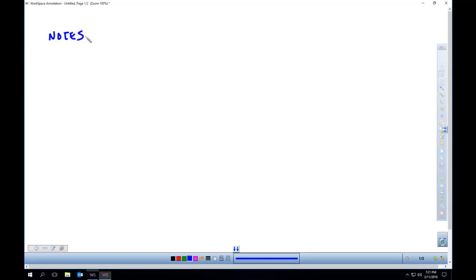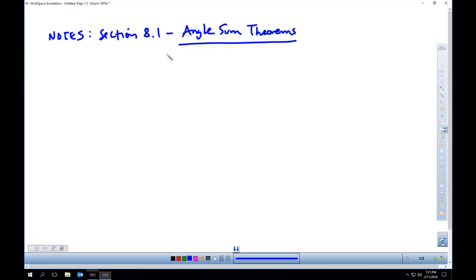Alright, so we're going to work on a video lesson here. And the section we're going to work on from our text is 8.1. We start this new section. Good news is that we're done working with triangles a little bit. We'll still work on them, but today the section we're working on is called Angle Sum Theorems.